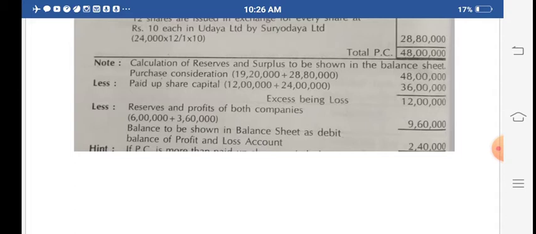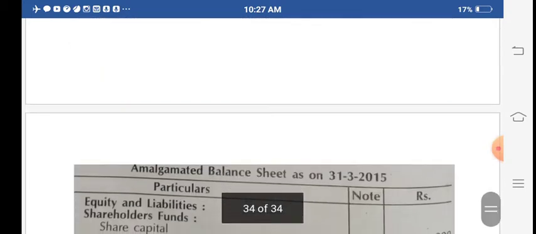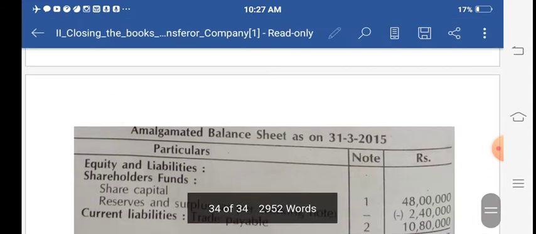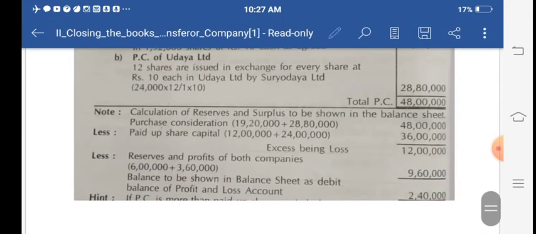Now see, this 48 lakh is the share capital. Reserve and surplus as per working note is minus 2,40,000. Here, see how it came. First of all, see the purchase consideration: 19,20,000 plus 20 lakh 80,000, the total is 48 lakh. Now this 48 lakh, just see, less paid up share capital of both the companies.